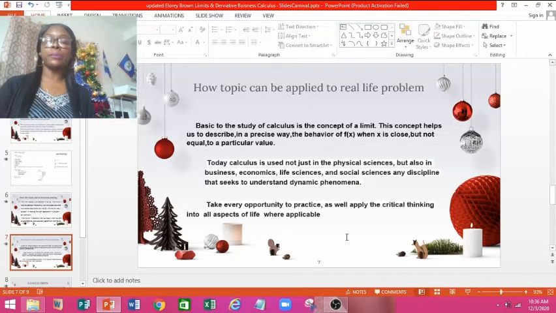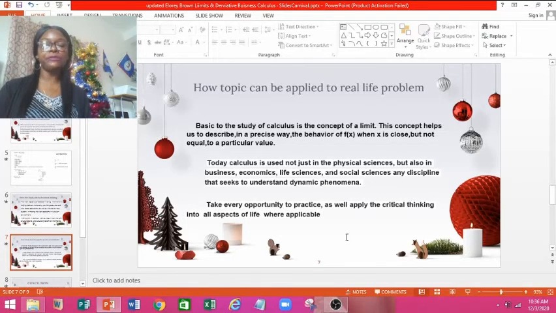How can it be applicable to real-life situations? The study of calculus is the concept of limit. This concept helped us to describe in a precise way the behavior of a function where x is closer but does not equal a particular value. Today, calculus is used not only in the physical science but also in business, economics, life science, social science, and any field that seeks to understand dynamic phenomena. Take every opportunity to practice as well as apply critical thinking into all aspects of life where applicable.